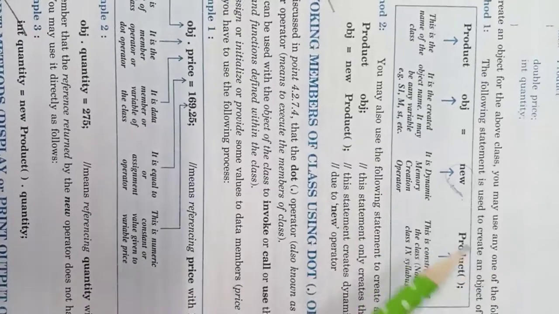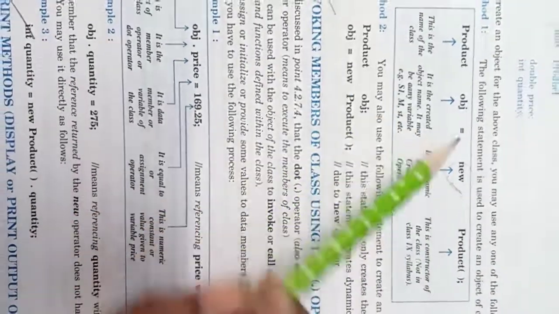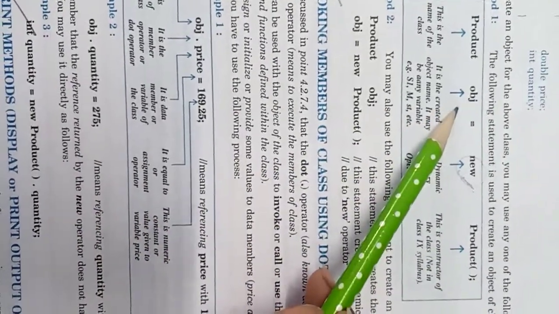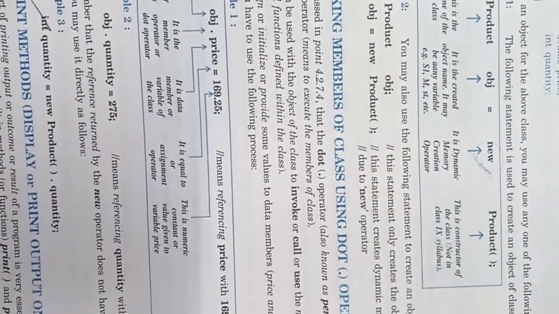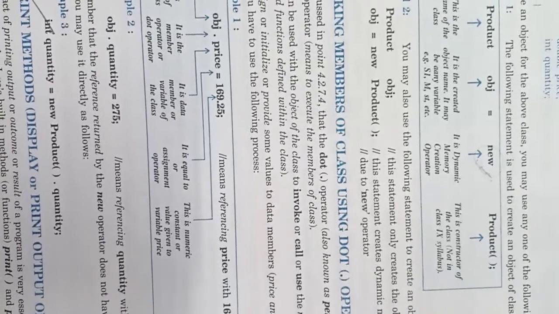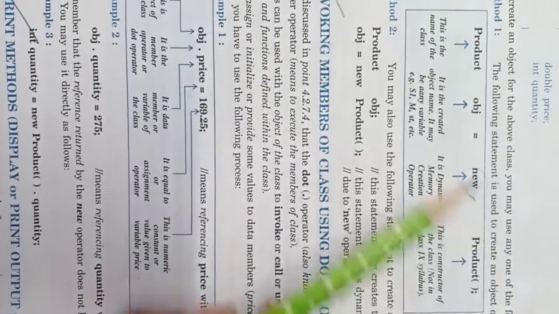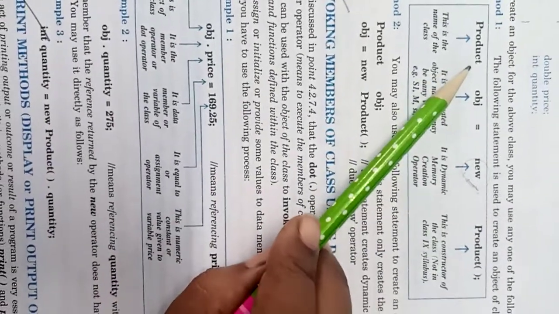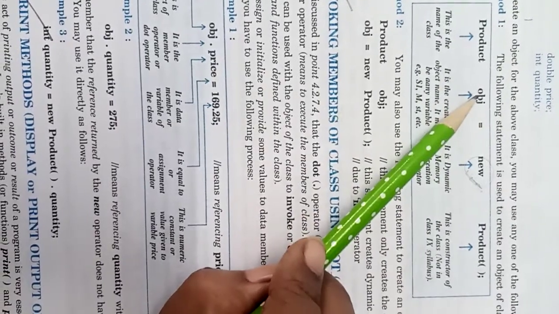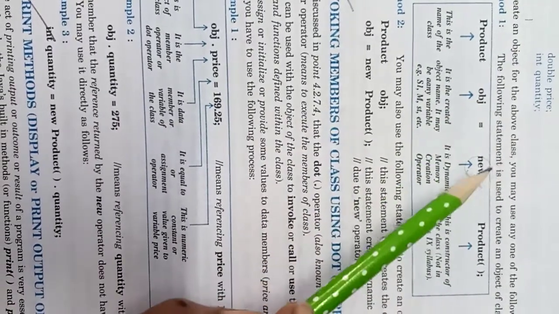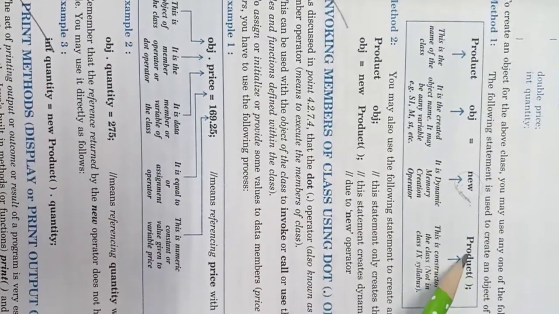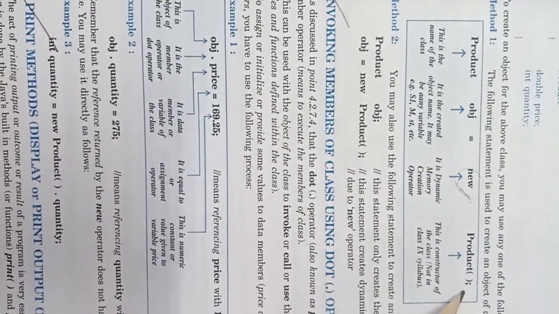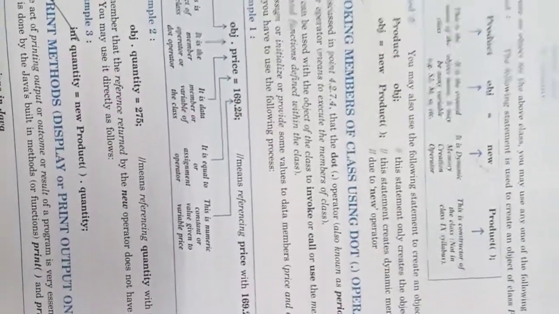Now, how to create an object or instance of a class? You can create one object or more than one object of the same class. For example: Product is the class name, this one is the object name, equals, new is a keyword in small letters, again class name, parenthesis, semicolon. This is the way to create an object of a class.